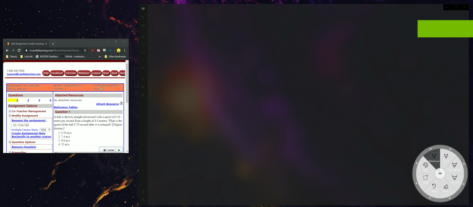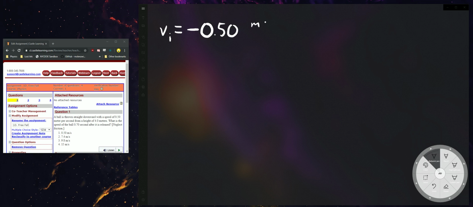All right. So the first question says a ball is thrown straight downward with a speed of 0.5 meters per second from a height of 4 meters. So your initial velocity, you're throwing it straight down, and because it's going down, your velocity value is negative. So it's negative 0.5 because it's going downwards. And it says your height is 4 meters, sure, but we're just going to ignore that for now.